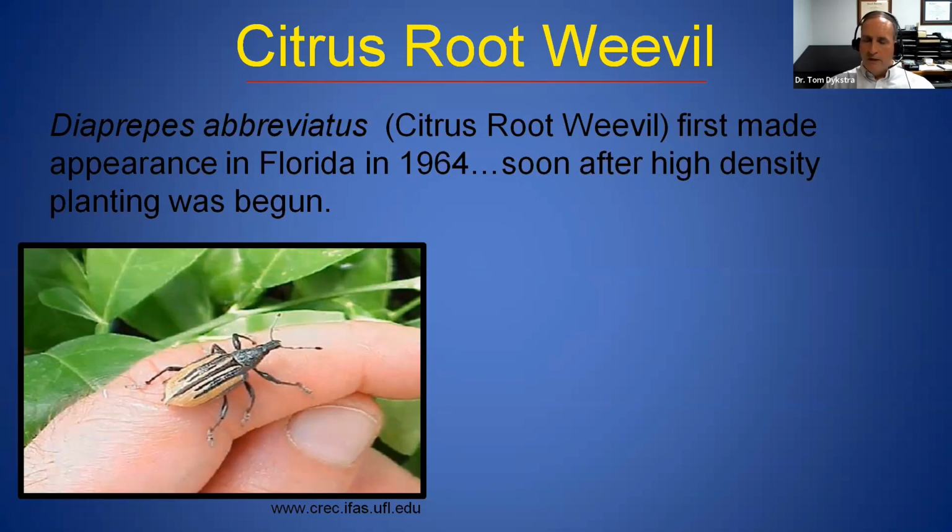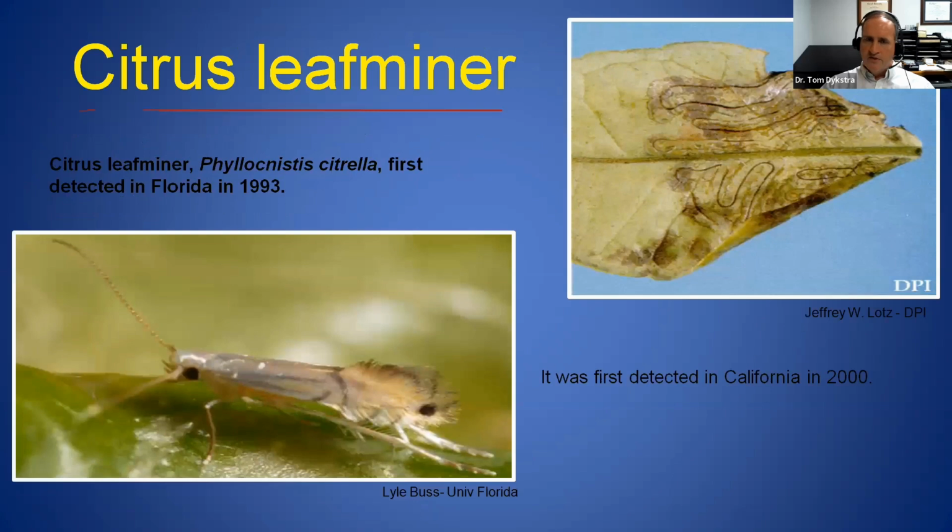The roots will intermingle, and once the roots start to intermingle, they get weakened, and then Diaprepes abbreviatus moves in, and it becomes a problem. So it was introduced in '64. This is one of the next steps that happened in citrus.